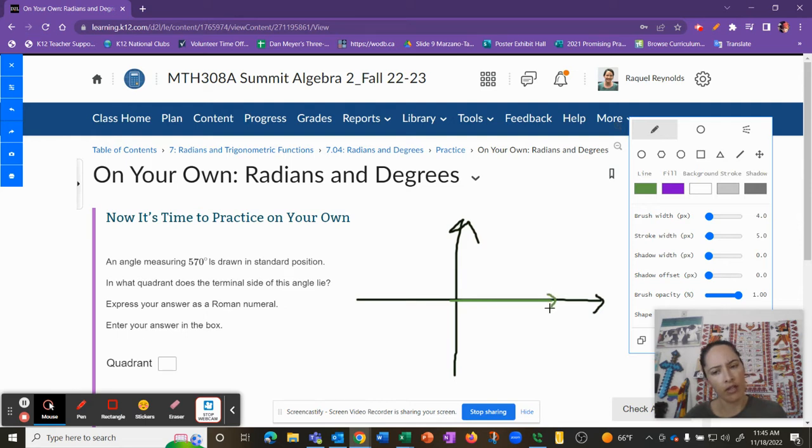Oh, I might be saying that wrong. See, it's important. So that's not the terminal side, that's the initial side. Then you measure it this way. And it makes sense that there's 360 degrees in a circle. So this would all be broken down into fourths, right? This would be our first 90 degrees, 180 degrees, 270 degrees, 360 degrees.